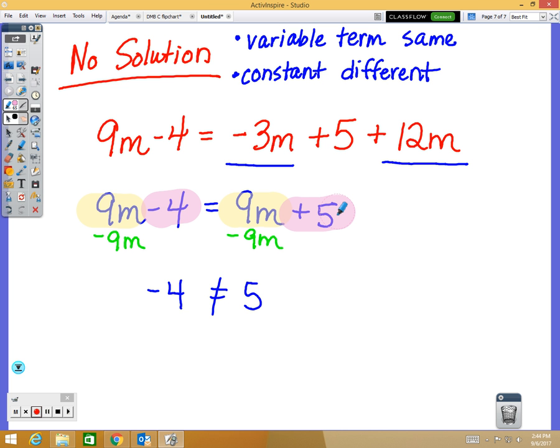Now I'm going to give you one that's going to be all solutions, or infinite possibilities. Okay? And I'm telling you which ones they are, but then I'm going to mix them up and you're going to have to tell me which is which.